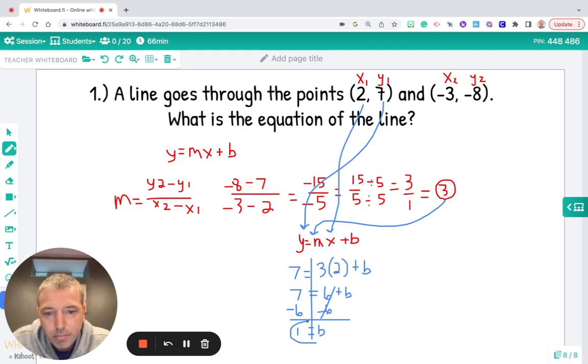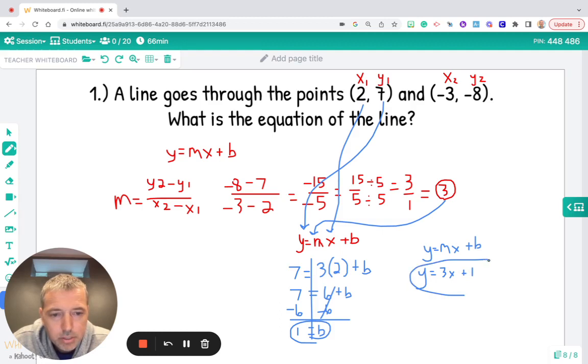So I figured out b. I figured out m. M is 3. So I'm going to write my equation. I keep writing this equation here, right? So I'm going to plug it in. M is 3, and b is positive 1. So my equation in slope-intercept form would be y equals 3x plus 1.